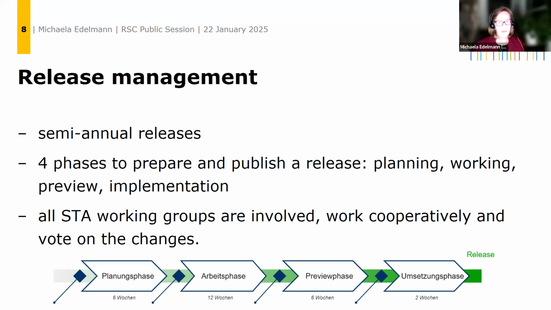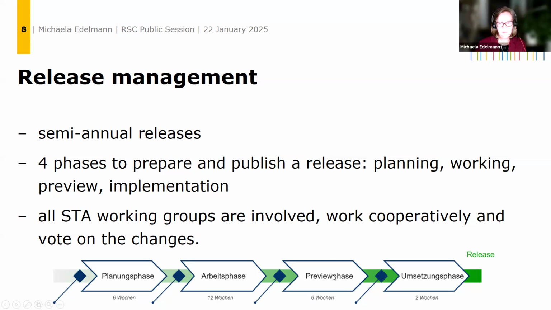The preparation for publishing a release is divided into 4 phases: the planning, the working, the preview, and the implementation phase. During the planning phase, which lasts 6 weeks, the desired changes or additions are announced and other groups can indicate their participation. In the working phase, which takes 12 weeks, working groups and expert teams develop and write the specific text amendments or text additions. The working environment is a wiki.